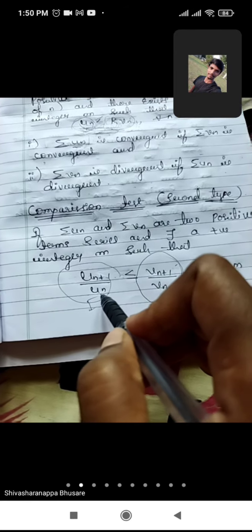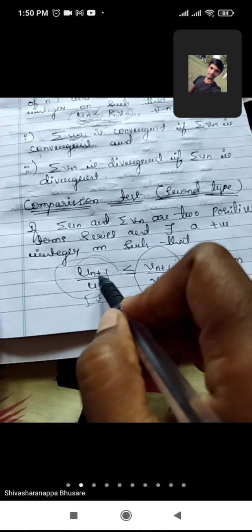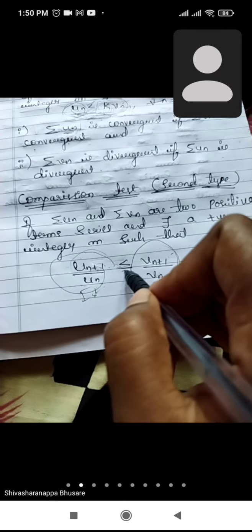But in the second type of comparison test, the condition is that the ratio of the (n+1)th term divided by the nth term of the first infinite series is always less than or equal to the ratio of the (n+1)th term divided by the nth term of the second series. Here, in the first type, simply un is less than or equal to k times vn, but in the second type, un+1 divided by un is always less than or equal to vn+1 divided by vn, and here n should be greater than or equal to m.